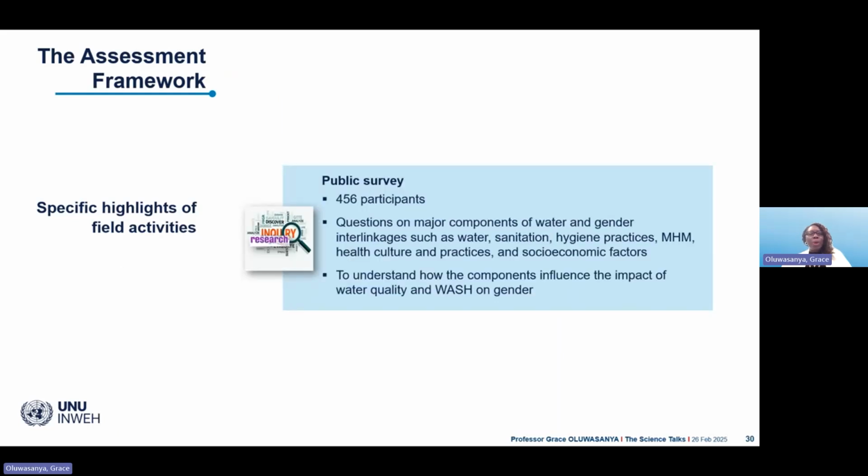In terms of the public survey, another approach, we surveyed 456 participants, and the questions captured at least 6 major components of water and gender interlinkages, such as water, sanitation, hygiene practices, menstrual hygiene management, health culture and practices, and of course, the socioeconomic factors. These help us to understand how those components influence the impact of water quality on WASH and on gender.